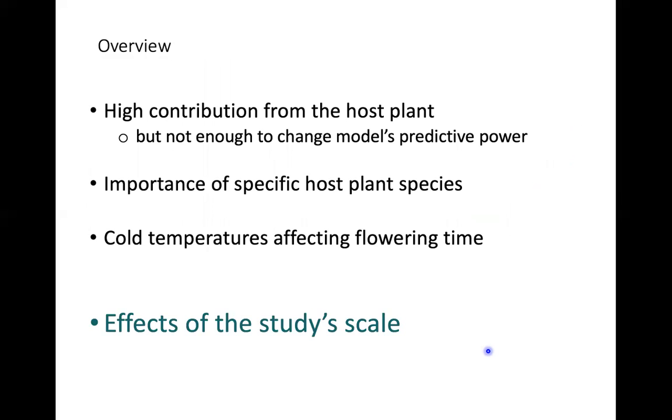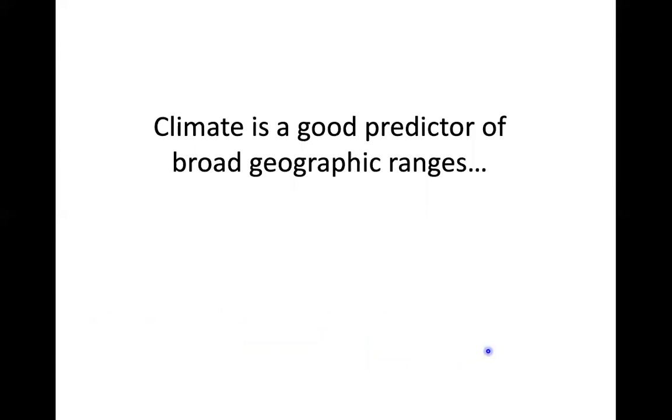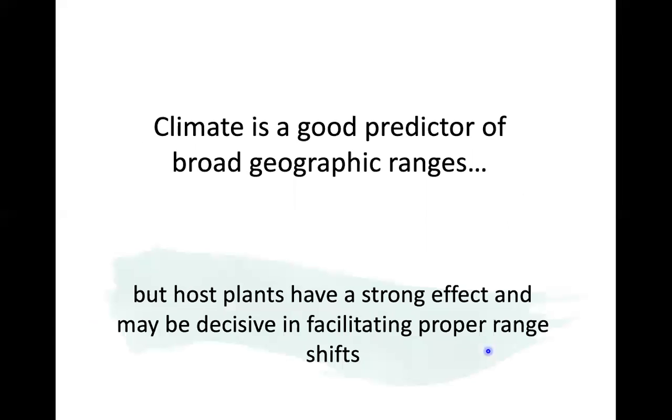Previous literature has supported the idea of climate governing more large-scale distribution patterns, while biotic interactions are much more small-scale and region-specific. Overall, climate is a good predictor of the broad geographic ranges, but biotic interactions such as the species' host plant can have a strong effect and may be decisive in facilitating proper range shifts.